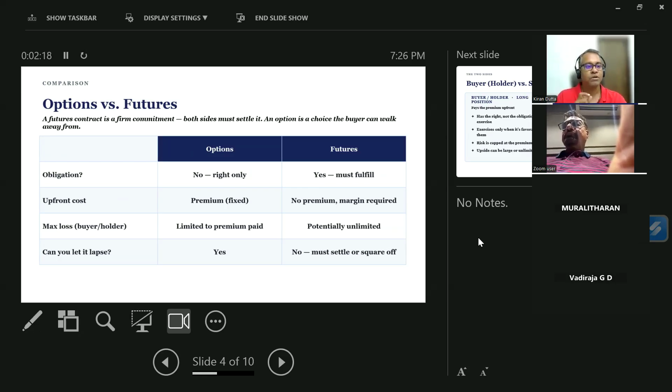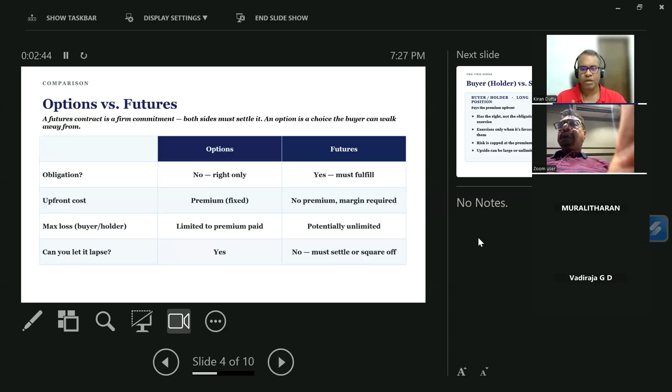Okay. Now, what is the maximum loss to the buyer and holder here? We have discussed this just now. For example, going back, if the price has fallen to 95 lakhs, I am going to lose my 1 lakh, and then I will just move on. So that is limited to the premium paid. I have limited loss in case I'm an option buyer.